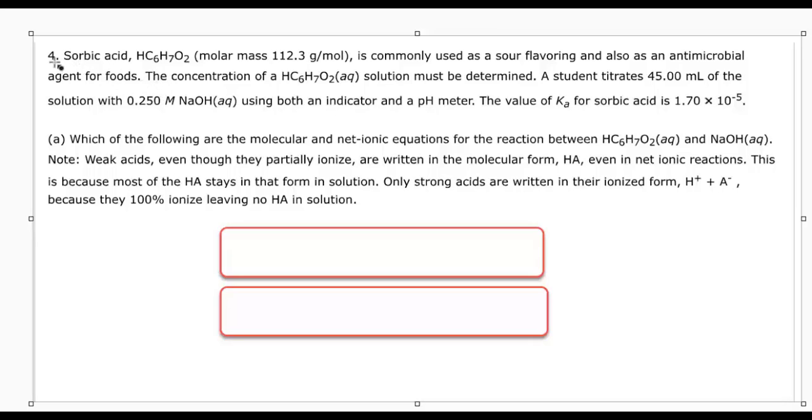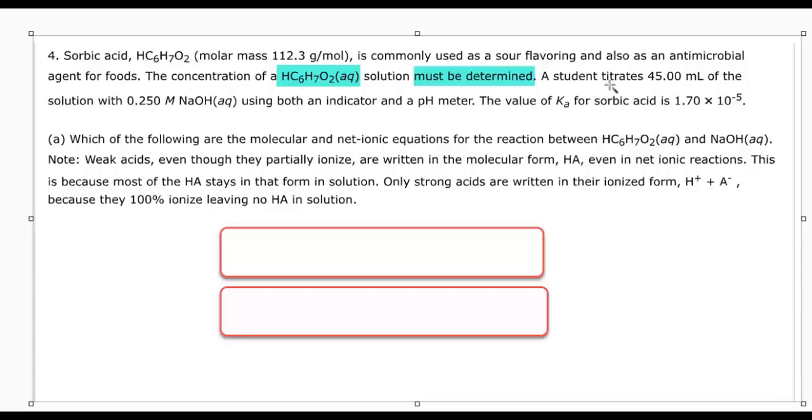But don't worry about that. It's just sorbic, and it's an acid, so it's got its little H here, and then C6H7O2. Probably an interesting molecular structure, but basically we're just saying HA, sour flavoring, and so forth. Now here's the critical part. The concentration of this weak acid must be determined. So that's the bottom line in this question. We're going to find its concentration. How concentrated is this sorbic acid?